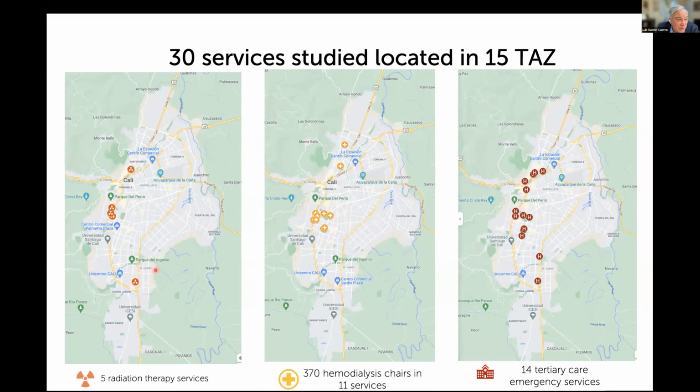And similarly with radiation therapy. So we're talking about 30 services, but those 30 services are located in 15 traffic analysis zones. So there is an efficiency in looking at more services in a city where services are all kind of clustered in a section of the city.